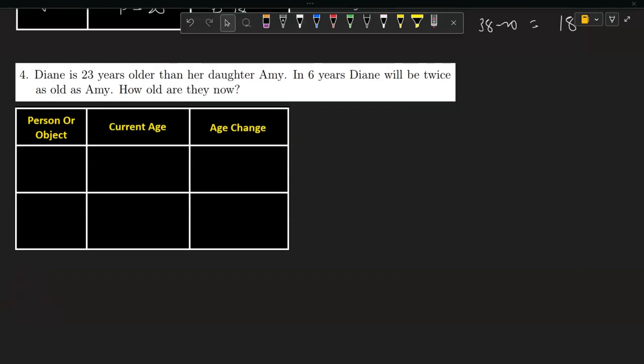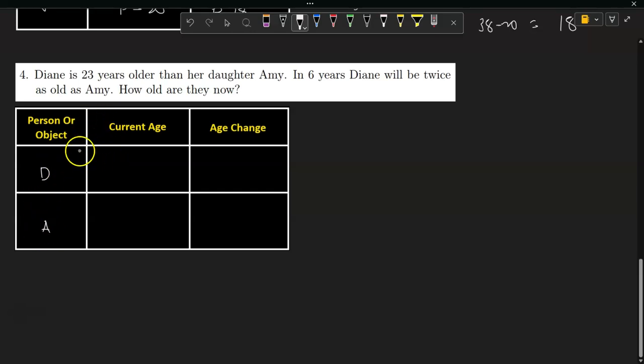Question number 4. Diane is 23 years older than his daughter Amy. In 6 years, Diane will be twice as old as Amy. How old are they now? So again, write down our persons involved. We have Diane and Amy.